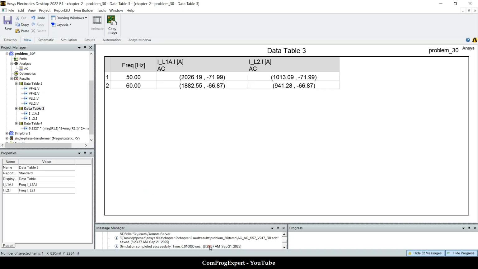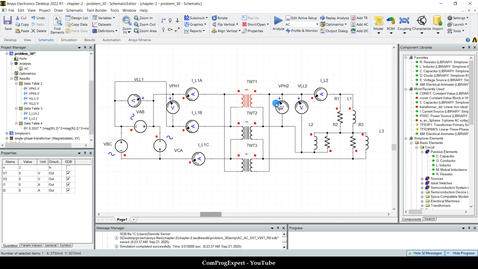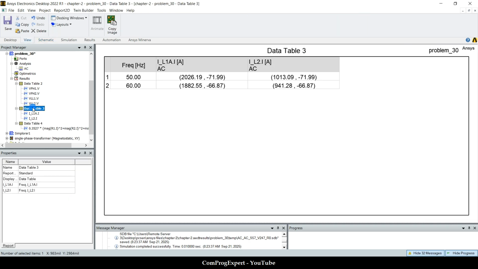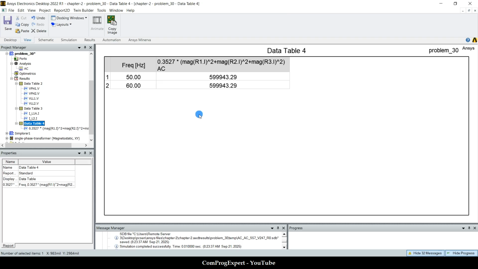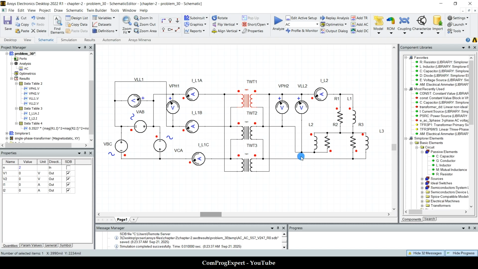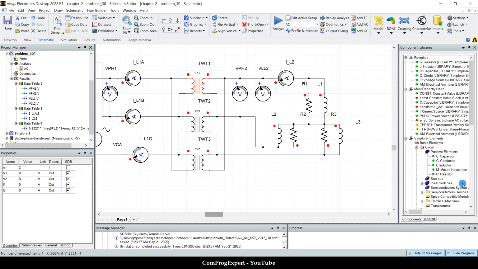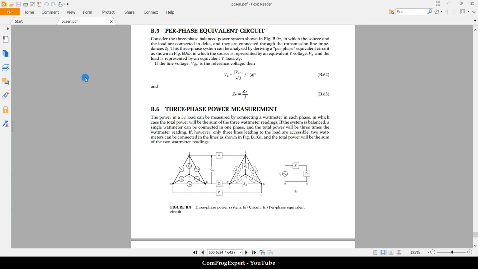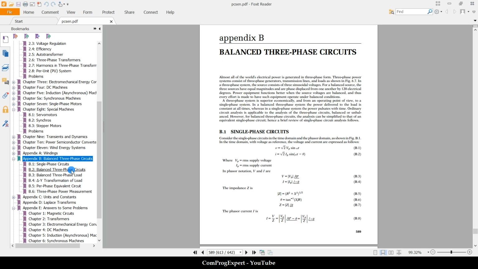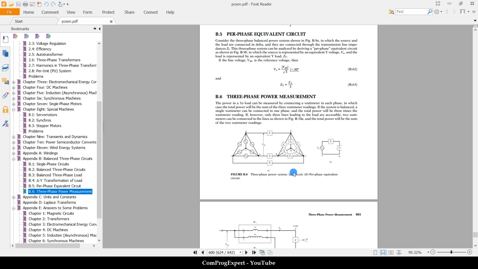941 is the value of the line current that we have here. So everything is correct. Finally, how can we calculate the active power for this load? We can use watt meters, place watt meters and measure the value of the active power and reactive power. Yes, one method is explained in this reference, in the same appendix, for balanced three-phase circuits: three-phase power measurement.